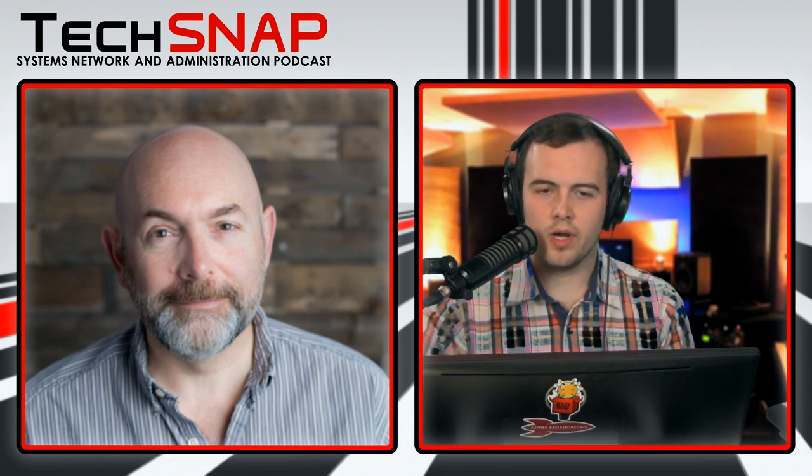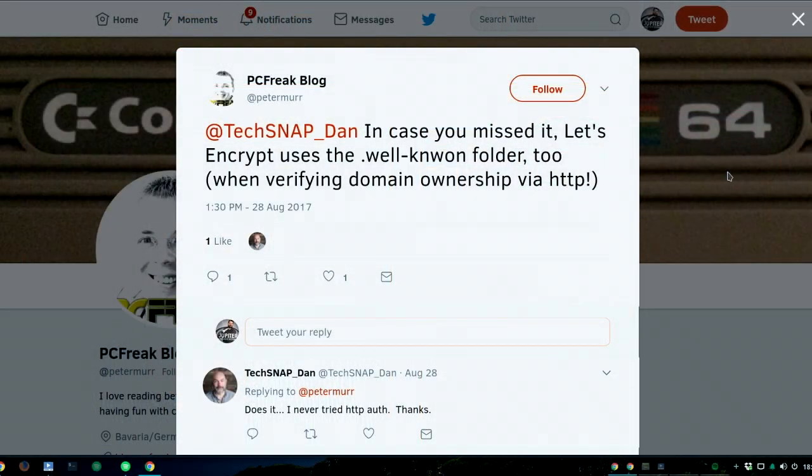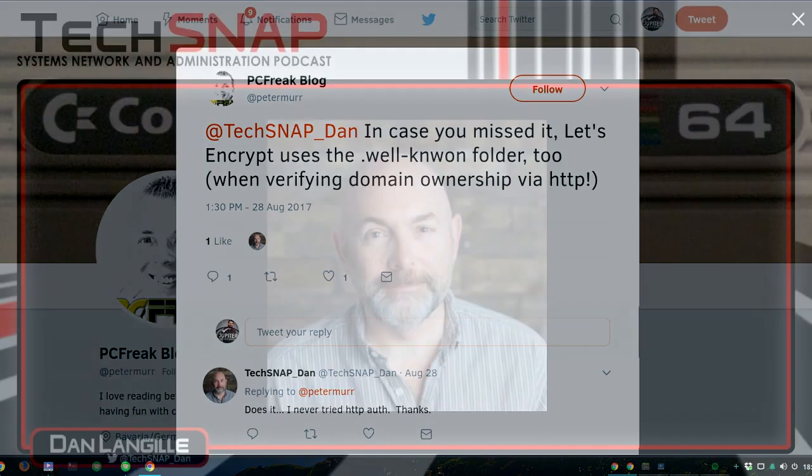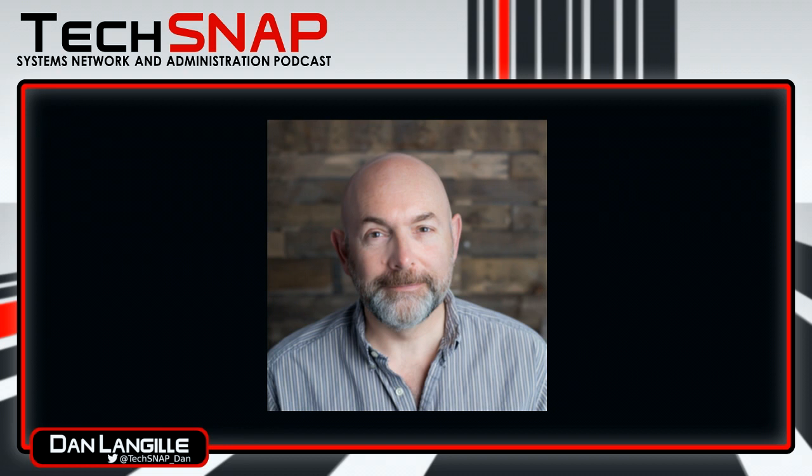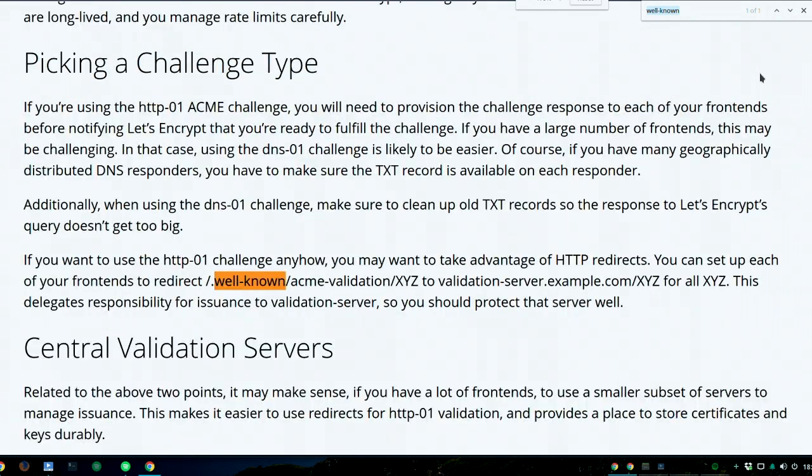Indeed. Okay, so on to our last bit of feedback today. Over on the Twitter sphere, PC Freak tweeting at TechSNAPDan: In case you missed it, Let's Encrypt uses the .well-known folder too when verifying domain ownership via HTTP. Awesome. Yep. Now, I may have read this when I was looking at Let's Encrypt originally, but it didn't mean anything to me. And I completely forgot about it because I went off with HTTPD.